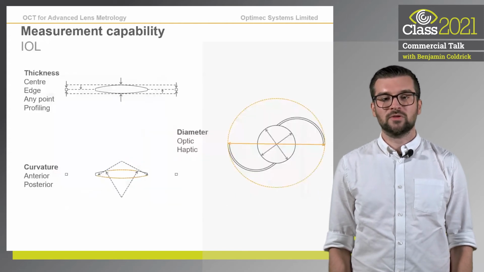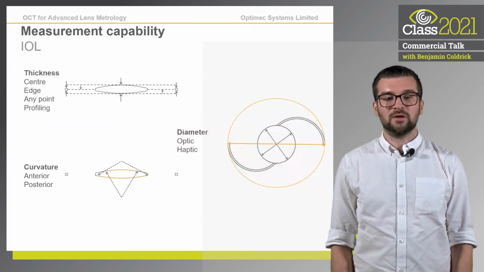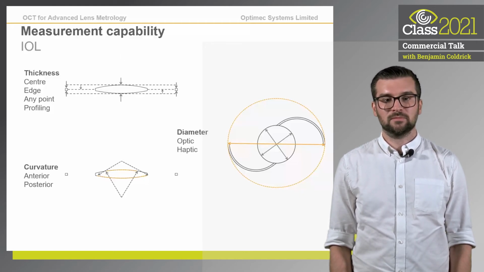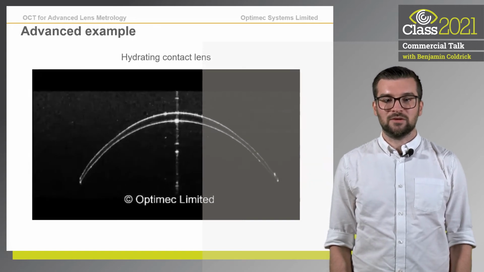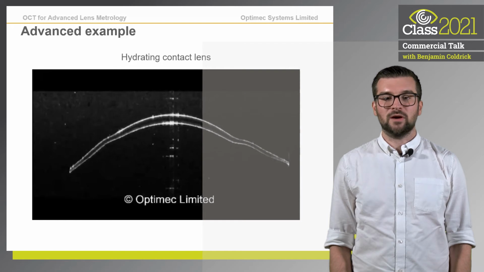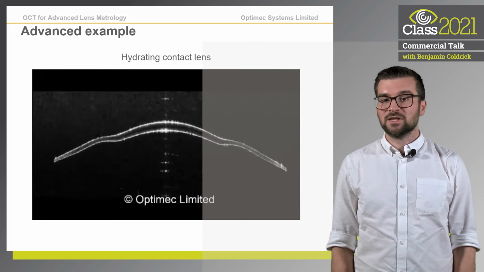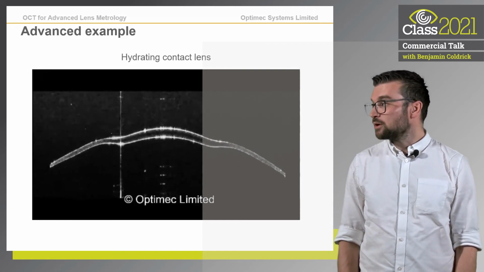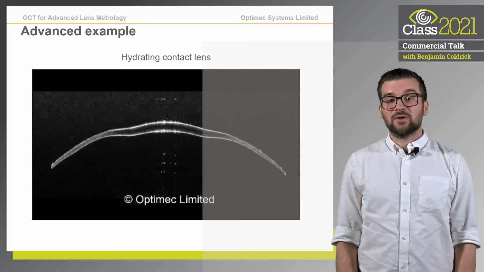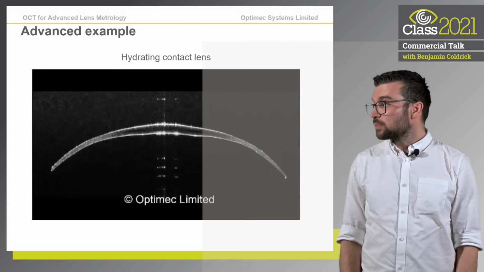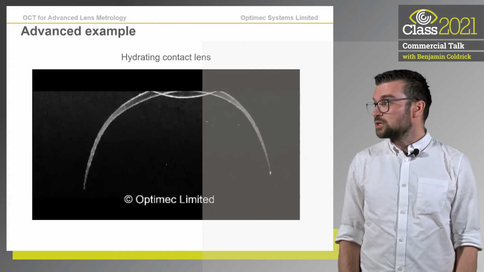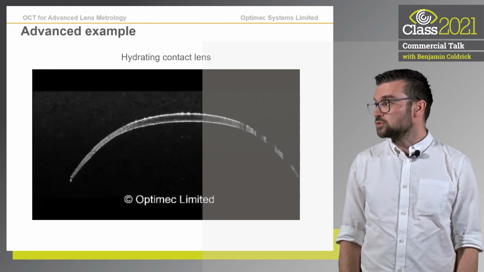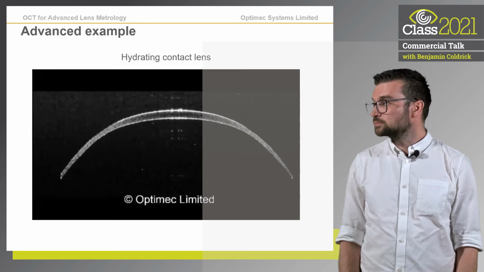For IOLs, the same type of measurements are possible, including thickness, curvature, and diameter measurement. OCT also allows for more complex studies to be undertaken, such as changes over time. Here is an example of a contact lens hydrating, captured over a period of 20 minutes, where you can see the hydration process in detail, with the saline penetrating into the lens material and changing the shape as it transitions from dry to hydrated.